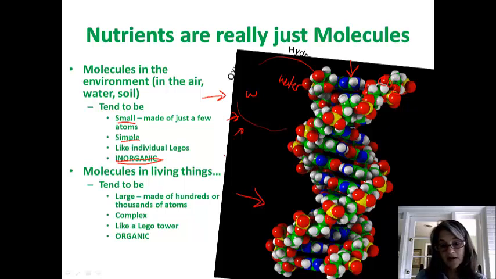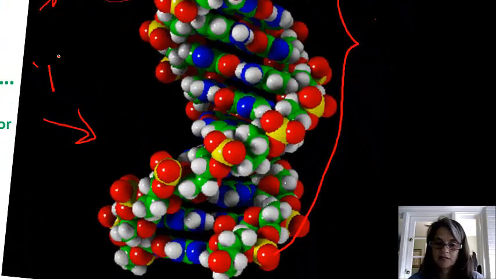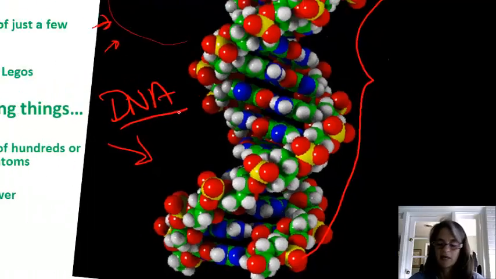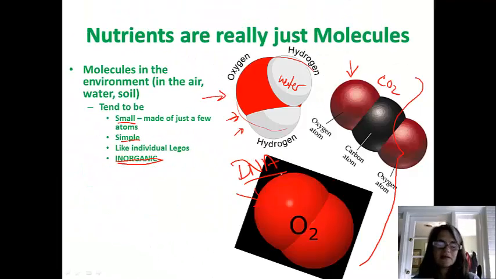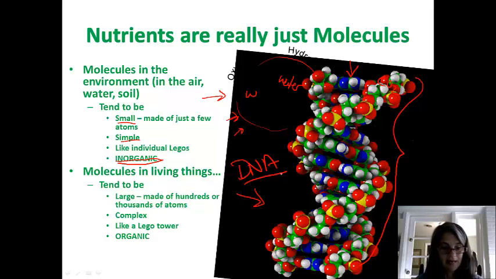The molecules in living things tend to be different in that they are large molecules. Look at this. This is huge, comparatively speaking, and very complex. You might recognize what this actually is, a model of DNA. So what you need to understand is the molecules that are in the environment, these small, tiny, inorganic, simple molecules, are being taken in by living things, and we're building towers with them. We're building big, complicated molecules with them, like that one, like DNA.